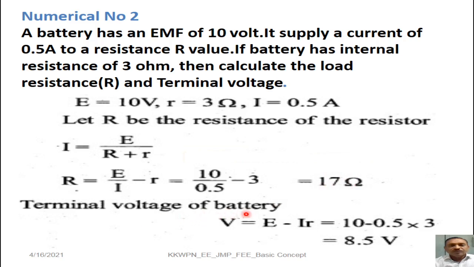Now the terminal voltage we can get from equation number 2, that is V equal to E minus I into r. So put the values of these three quantities. So 10 minus, in bracket you can put 0.5 into 3. So this 0.5 into 3 will be 1.5. So 10 minus 1.5 will be 8.5. So for the given battery of 10 volt, we get its terminal voltage of 8.5 volt for the given load condition and the current supplied by the battery.